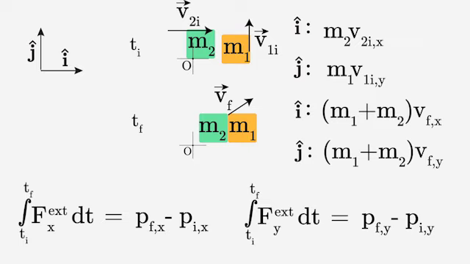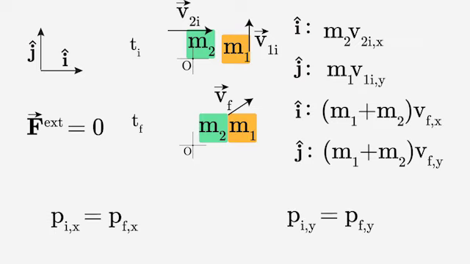Notice that this velocity has a component in both the x and the y directions. Again, the total external force on the system is 0, so the impulse is 0 in both the x and y directions, and therefore momentum is conserved for both the x and y components. So I can write my two momentum equations like this.